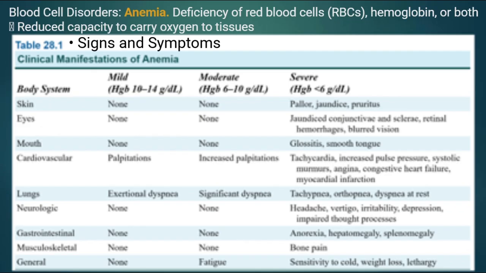In the lungs, patients may develop tachypnea, orthopnea, or shortness of breath at rest. Neurologically, they may complain of headache, dizziness, irritability, or impaired thought processes. The gastrointestinal system can also be affected, with loss of appetite, enlarged liver, or enlarged spleen. The musculoskeletal system may present with bone pain, especially in hemolytic anemias. Finally, general systemic symptoms of severe anemia include sensitivity to cold, weight loss, and extreme lethargy.